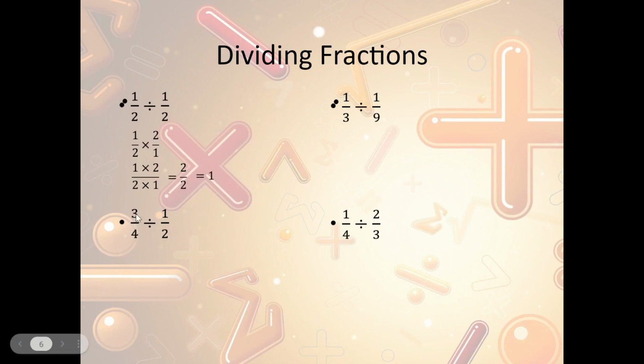Now let's look at this one. We have 3 over 4 divided by 1 over 2. So we're going to freeze, change, flip. So this becomes 3 over 4 times 2 over 1.